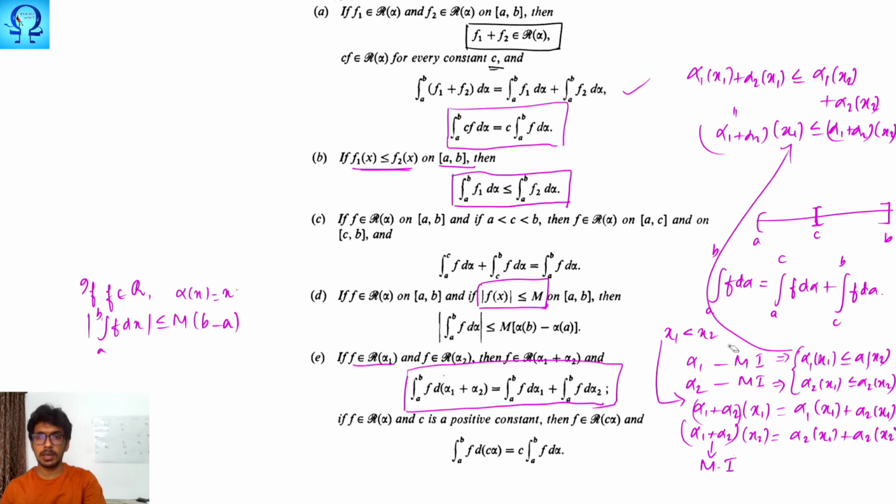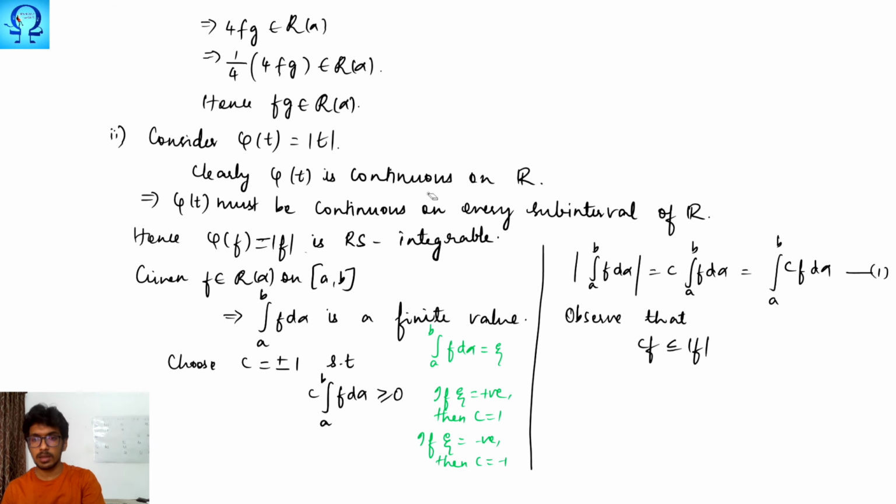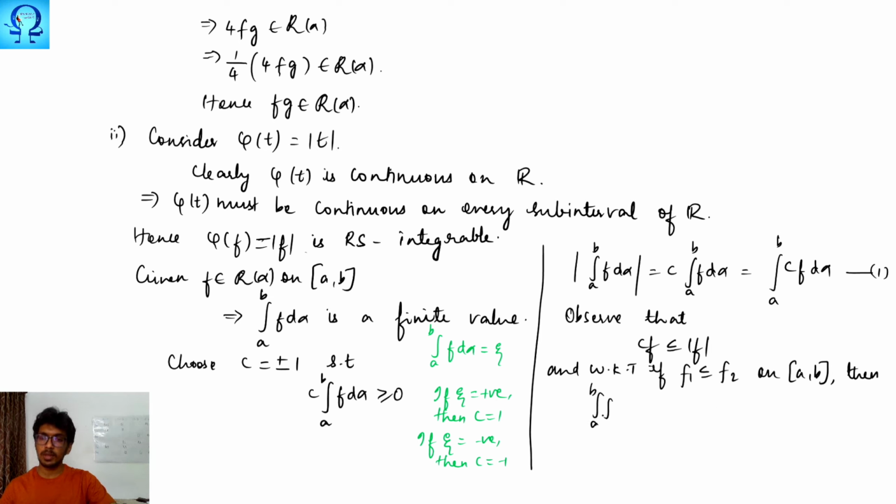Okay, now let us go back and see the properties of these things. Look at property B. Here, if f1 of x is smaller than or equal to f2 of x on the specified interval, then the same inequality is followed by the integral values. Okay, here let us state that and observe this one, and we know that if f1 is smaller than or equal to f2 on entire interval AB, then integral a to b f1 d alpha is smaller than or equal to integral a to b f2 d alpha.